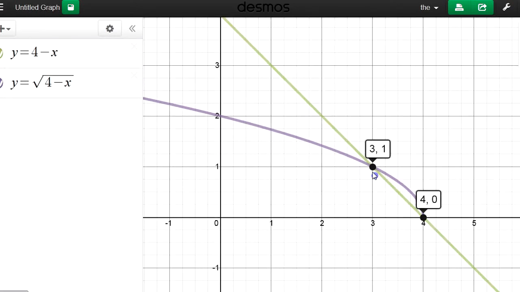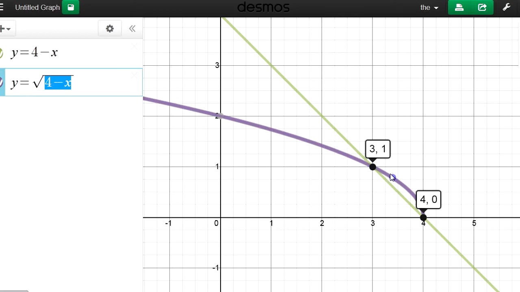They are points on the original graph because 3, 1 works in that original equation, and 4, 0 also satisfies that original equation, but it doesn't change when you take the square root because the expression underneath here is 4 minus x, so if you have 3 or 4, you get 1 or 0, and the square roots of those don't change.